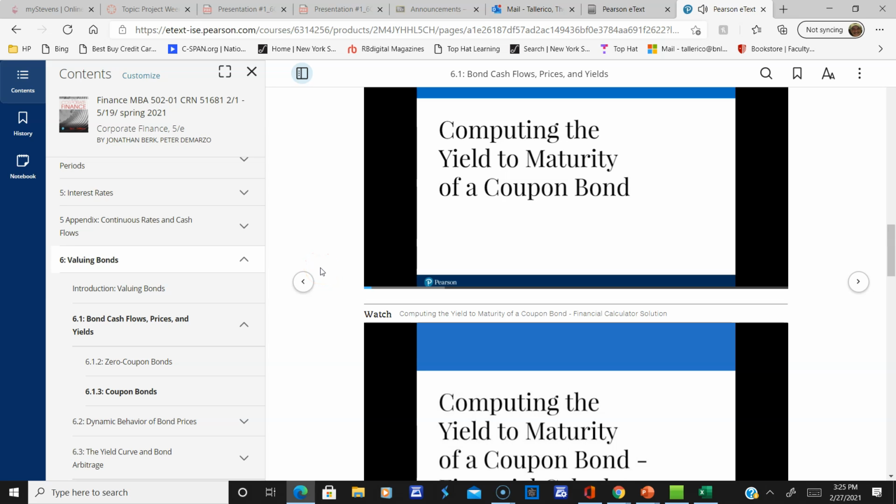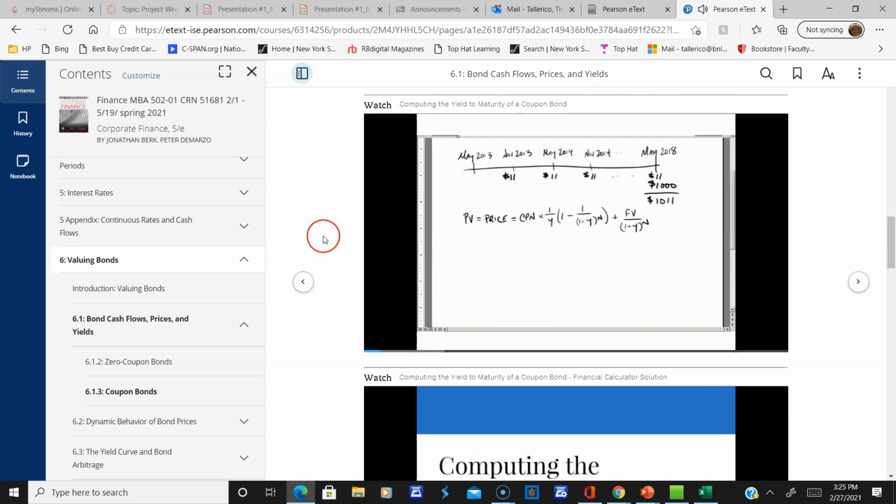Computing the yield to maturity of a coupon bond. So we're going back to the bond we considered in example 6.3, which was the 5-year $1,000 bond with 2.2% coupons paid semi-annually. So we have the cash flows repeated up here. It's May 2013. First coupon of $11 is paid in 6 months in November 2013, and so on until May 2018 when you get your last coupon and you get the face value, the par amount, paid as well.